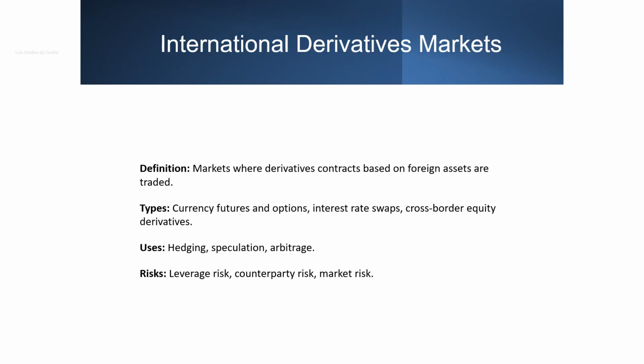International derivatives markets are where derivatives contracts based on foreign assets are traded. Types include currency futures and options, interest rate swaps, and cross-border equity derivatives. These instruments are used for hedging, speculation, and arbitrage. However, they come with risks such as leverage risk, counterparty risk, and market risk.